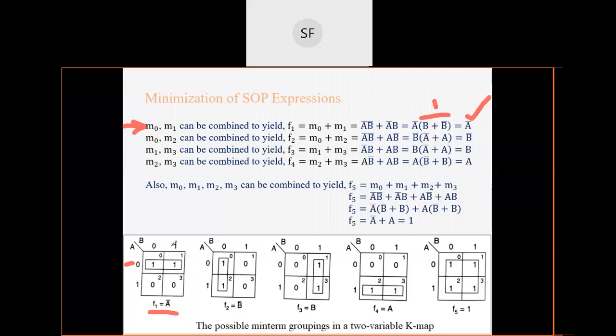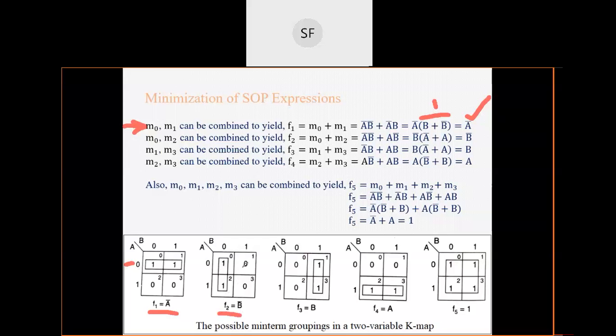Right? So you can observe here F1 equals A bar. Why A bar? Because if you observe the value associated with A, which was constant here, it is 0. So 0 था, इसलिए we have taken the complement. Okay.